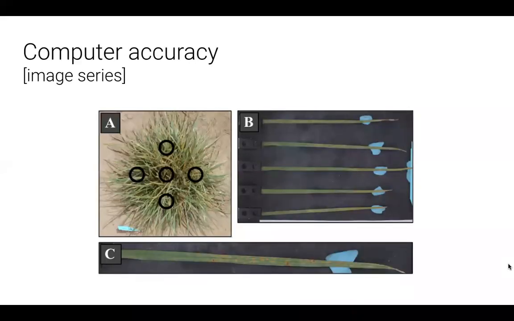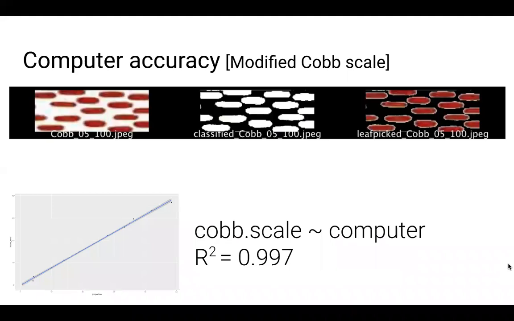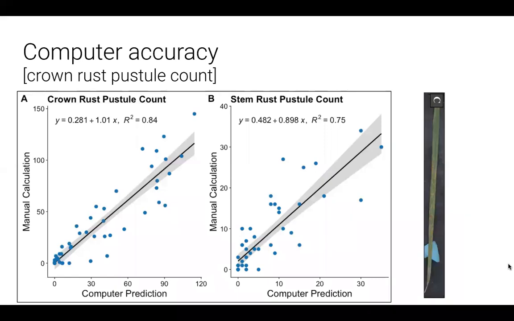So again, the computer accuracy was validated against the same 3 image series that the raters used. And then I also validated it on the modified Cobb scale itself. As you might expect, it worked really well, almost perfect R squared, so it can predict the Cobb scale. But a more challenging thing, of course, is to find out if it can actually predict pustule numbers on the single leaves. So as far as crown rust went, we had 84% variance explained for the number of pustules, and then 75% variance explained in stem rust.